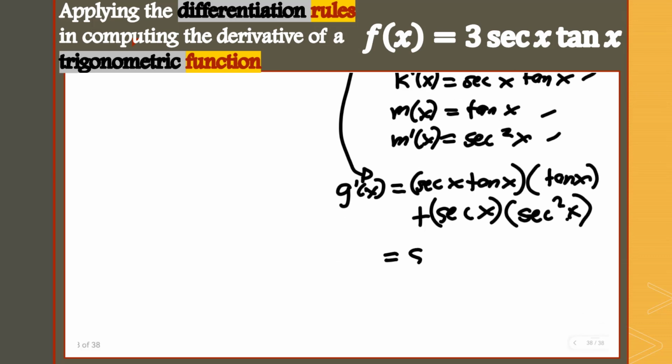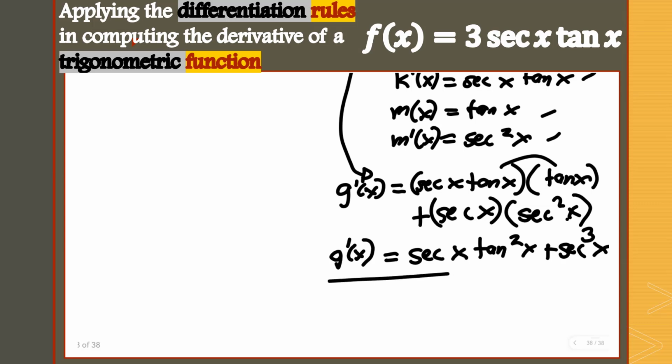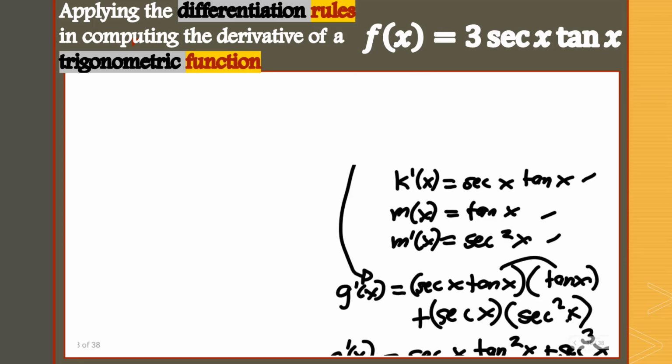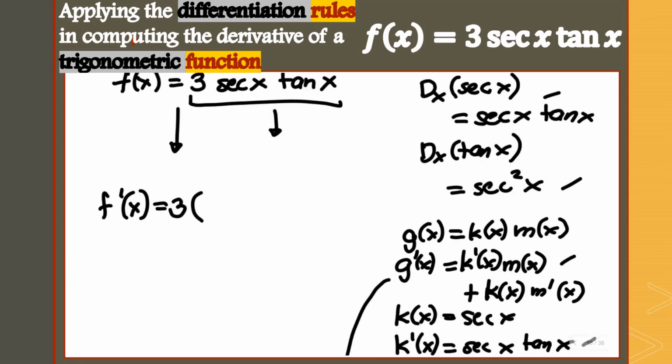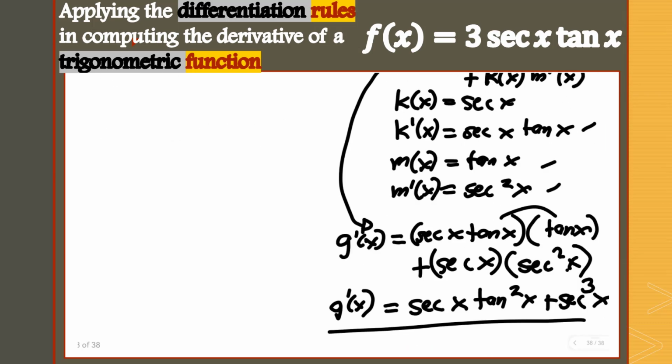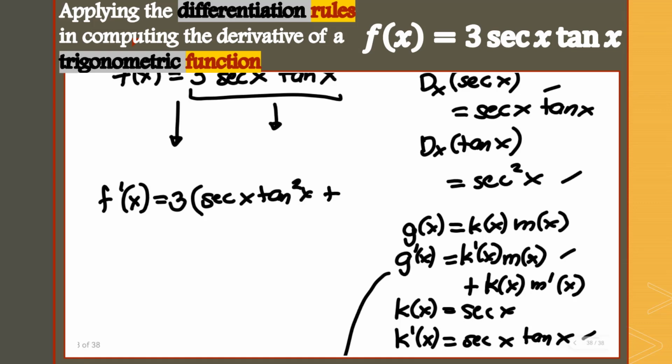So the result will be secant x tangent squared x as we multiply that, plus secant cubed x. Then we have the 3 here. So this is just the derivative of the product, and we copy that here as we multiply the result: secant x tangent squared x. Let me see if it's correct. Yes, plus secant cubed x. So it pays if we use a scratch paper. We can also use another method for that, but I am more confident with this.